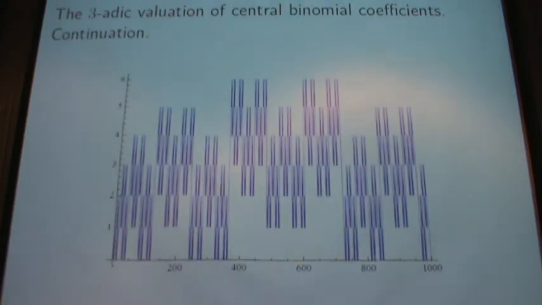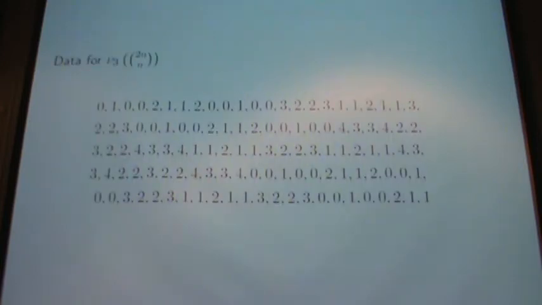So this is what the picture looks like, with n equal to 1,000 here. There are all sorts of patterns, all sorts of repetition patterns and things like that. And I want to try to explain to you how we arrive at a formula from these pictures. Here's the data. What you see here is a list of these numbers: the power of 3 that divides the central binomial coefficient.